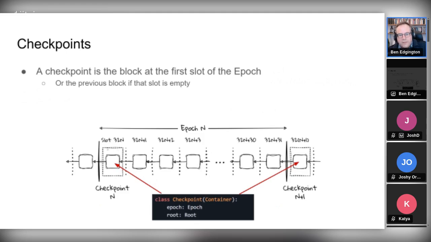So a checkpoint is the block in the first slot of an epoch. So we can see at the bottom the checkpoint object. It contains an epoch number and it contains the root of a block. So it refers to a block in the first slot of an epoch. If there's no block there, then the most recent block on that branch is the checkpoint. So every epoch has one checkpoint, unless it's branching, unless it's forking, in which case it might have multiple different checkpoints, but it's always the first slot of the epoch.